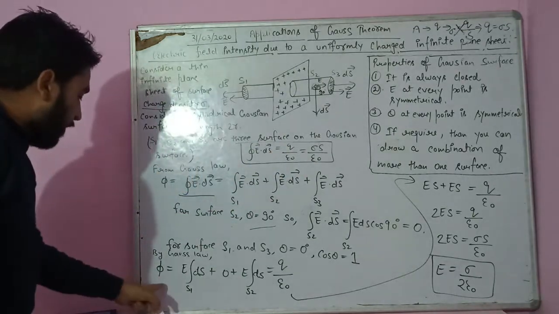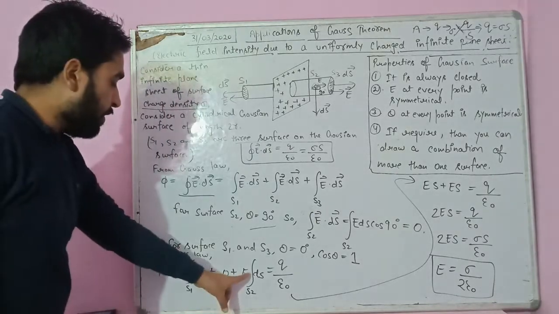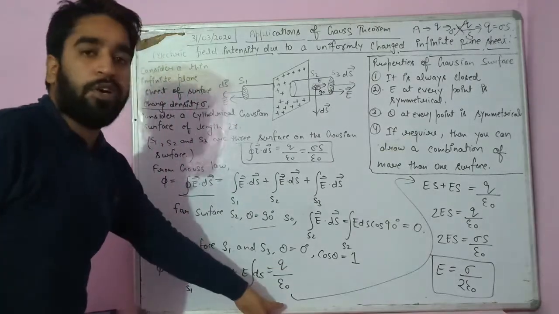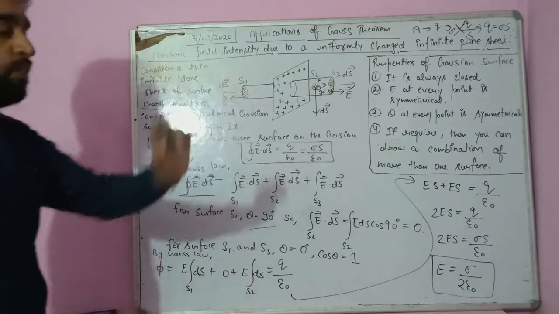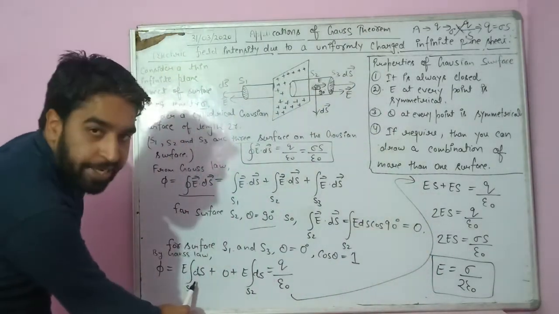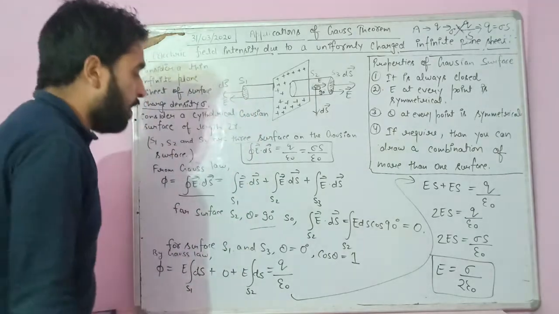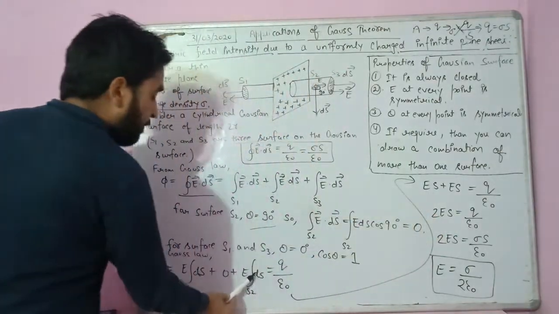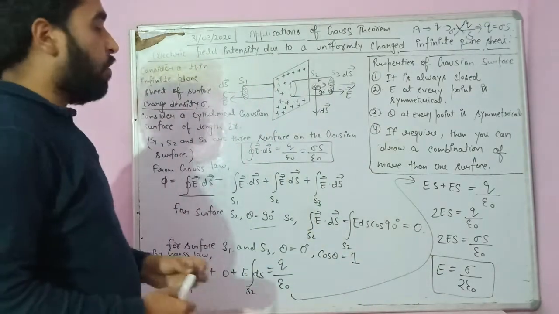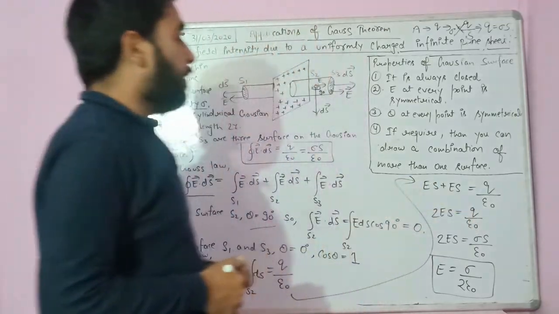So see, the flux will be E ds due to S1 plus due to S2 is 0 plus E ds due to S3 is equal to Q upon epsilon naught. Why Q upon epsilon naught? Because of Gauss law. Now, the integration of ds, the integration of a small element, will give the total surface area. So you will get ES. In a similar way here also you will get ES is equal to Q upon epsilon naught by Gauss law. ES plus ES becomes 2ES is equal to Q upon epsilon naught.